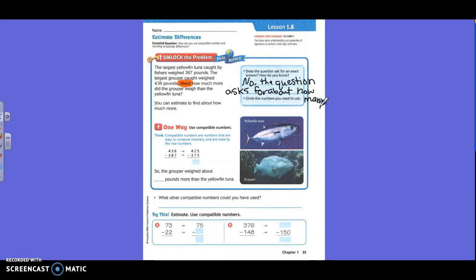The question asks for about how many. Write that down. You're not done. Keep writing. The question asks for about how many.